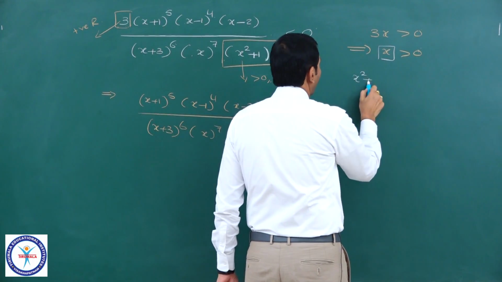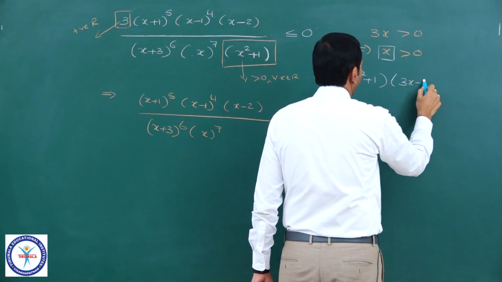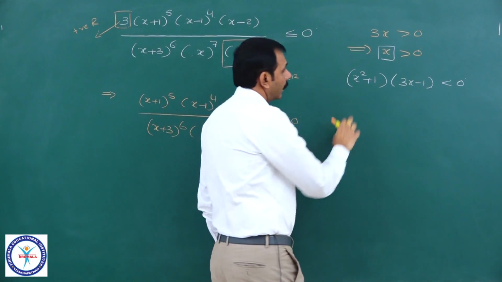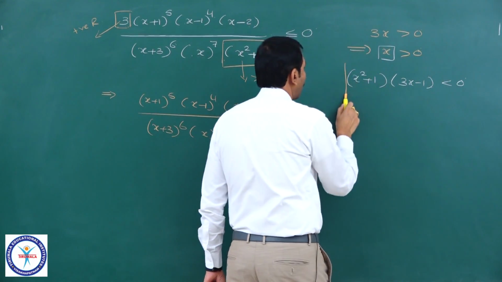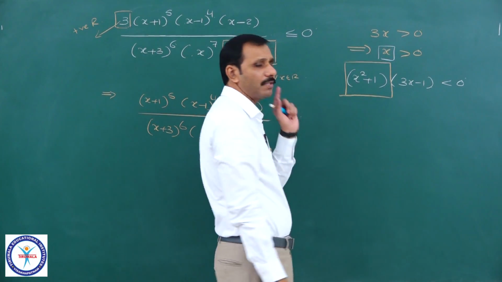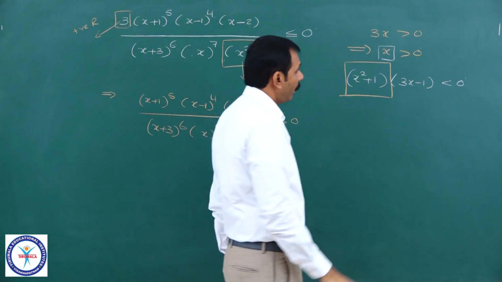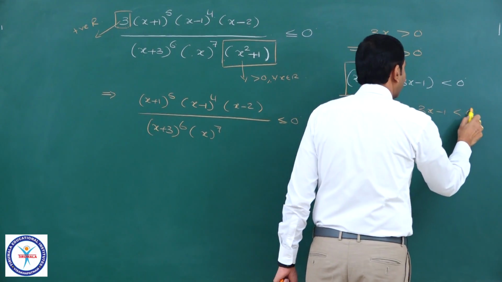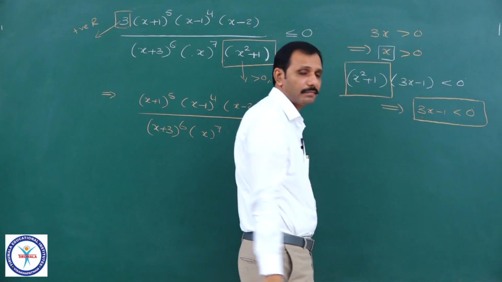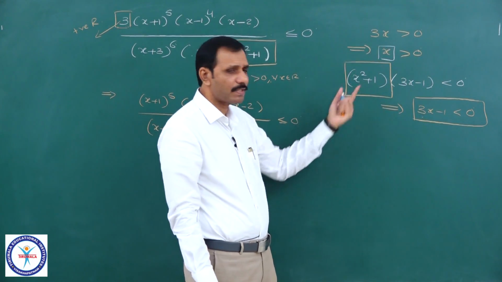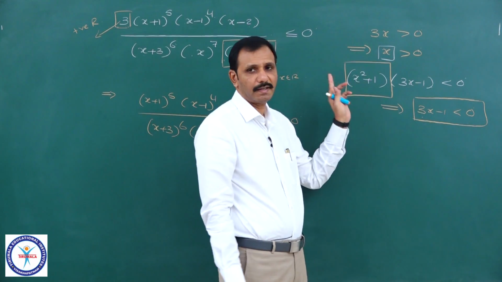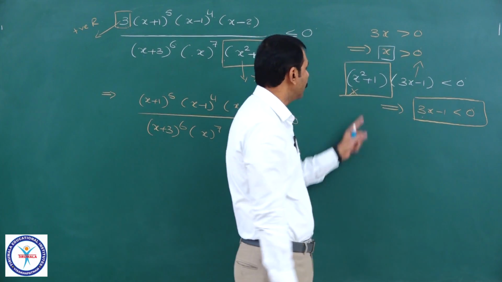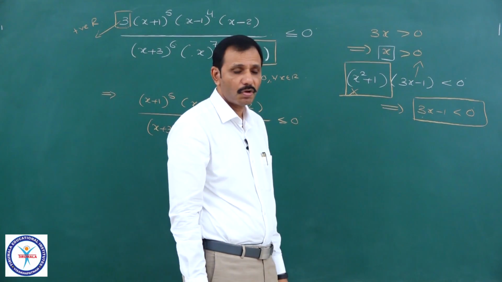Suppose (x² + 1)(3x − 1) I want less than 0. Here you observe, complete this product less than 0 I want, and since x² + 1 always positive only, therefore it is less than 0 whenever the values of x where 3x − 1 less than 0, enough. You can ignore this one because it is always positive, nothing to do with this factor. This sign will depend only on this one, not on this one, because it is always positive. Hope you understood.